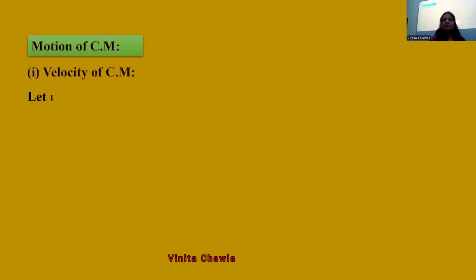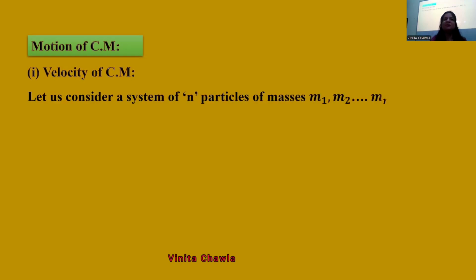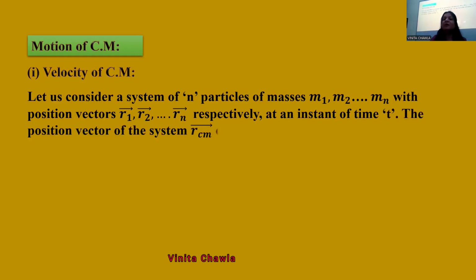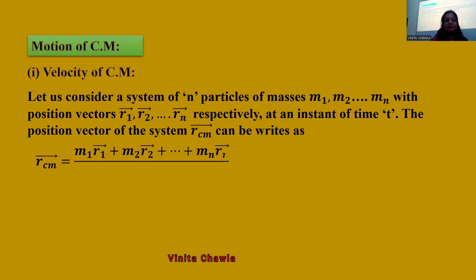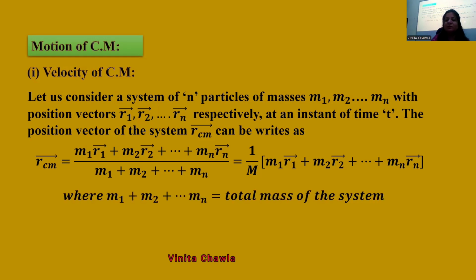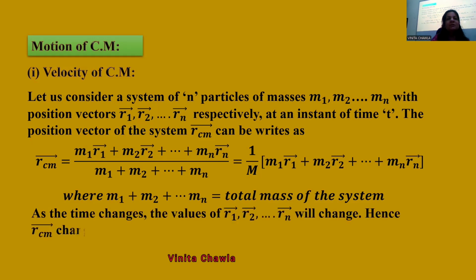Velocity of center of mass. So we'll again consider the same system of n particles of masses m1, m2, mn, and their position vectors is this respectively. At any instant of time we can take the derivative of r. So when we take the derivative of r with respect to time, we get velocity. dr by dt is v na, hai na? So how do we write RCM? Let's write this first. Position vector of center of mass is written like this. For discrete mass distribution we write like this, and this is total mass of the system m1 plus m2 to mn.